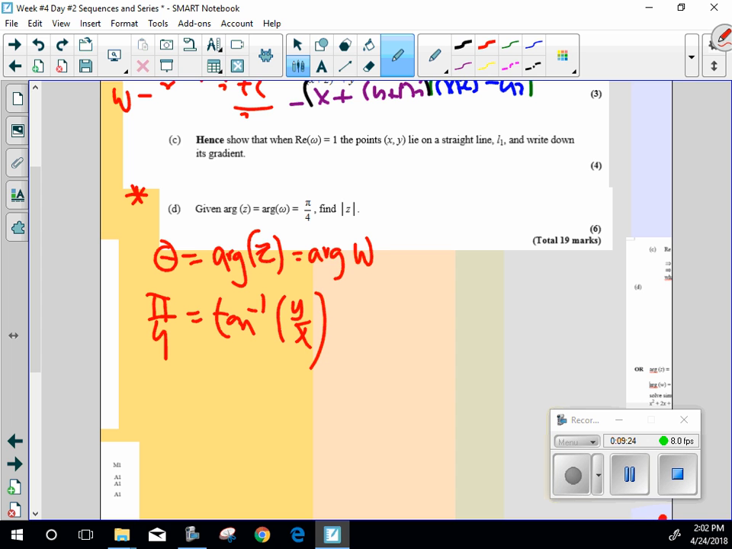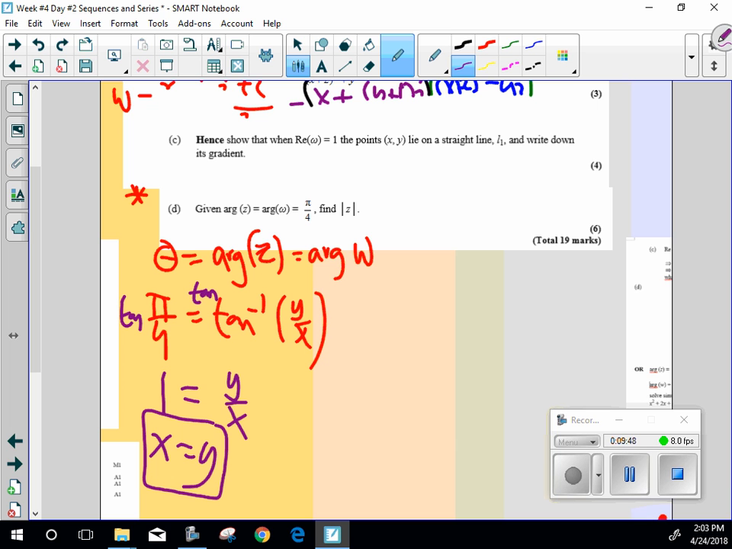Turn to your neighbor, tell them what you would do to solve for y over x. Stan, what do you think? What should I do to both sides? You said it. Take the tangent of both sides. Your honors pre-calc teacher did you well. Tangent of pi over 4 is 1, which is equal to y over x. And so if we cross multiply, y is equal to x.